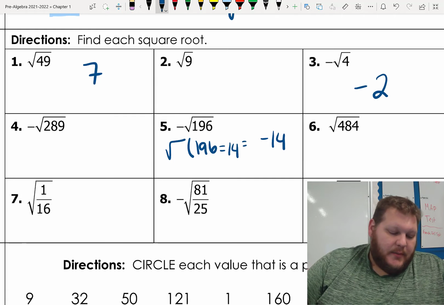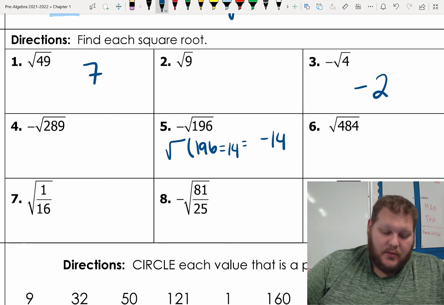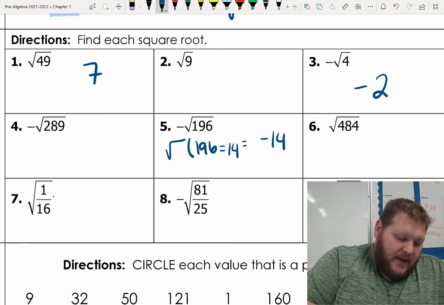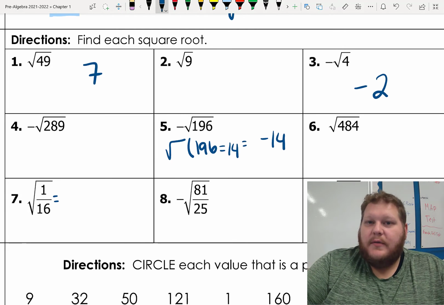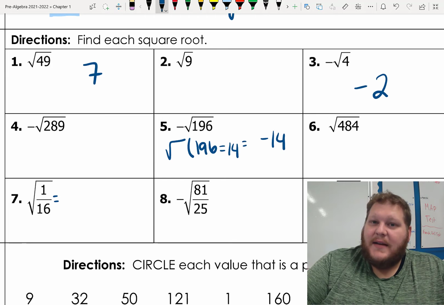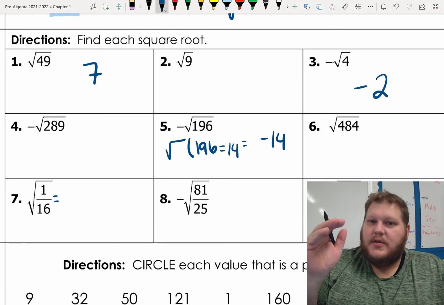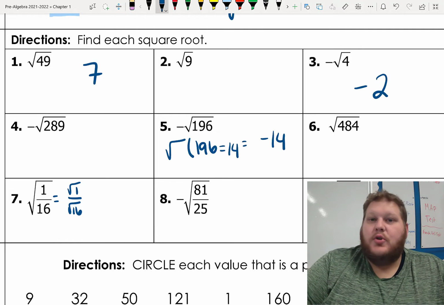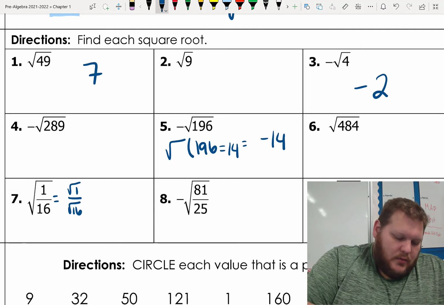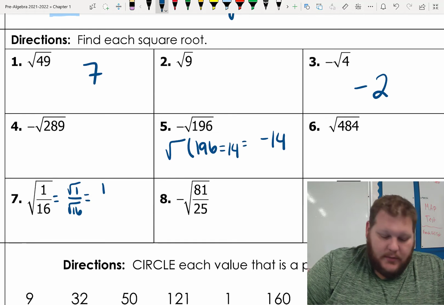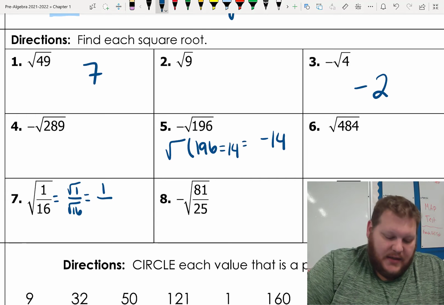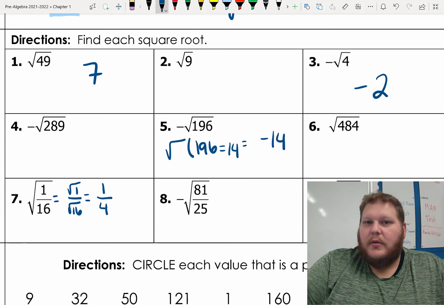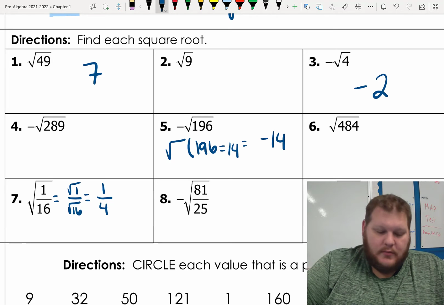Okay. Something with number 7, we deal with fractions. If you have a fraction that you're taking the square root of, you can split this up and just find the individual square roots of your numerator and your denominator. So this is the same thing as saying the square root of 1 over the square root of 16, and you can just do them separately. So from our list, we know that the square root of 1 is 1, because 1 squared is 1. The square root of 16, we've already seen, is positive 4, because 4 squared gives me 16.